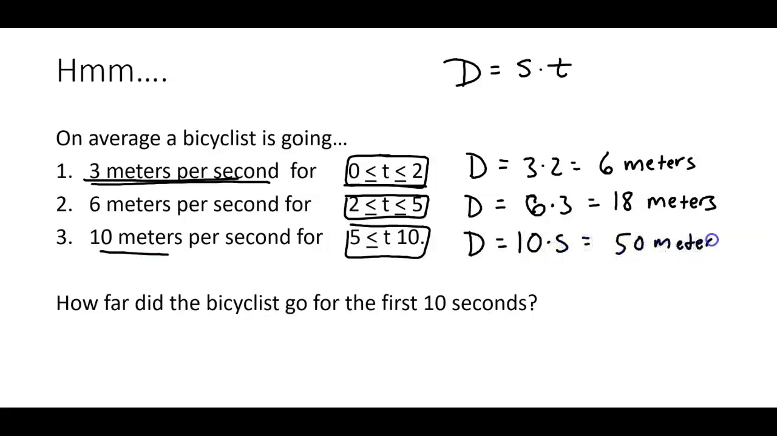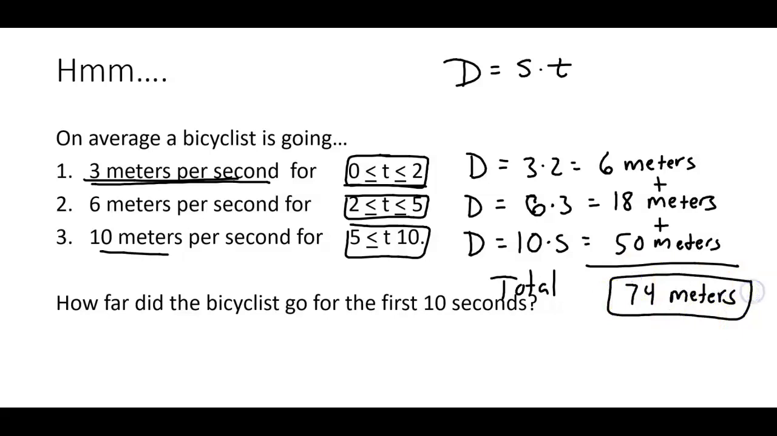And the question is, how far did he travel overall? Well, you could just add all these up to get your total, which would be 68 plus 6, which is 74 meters. So basically, he went 74 meters in 10 seconds. Okay? And so that's our answer.